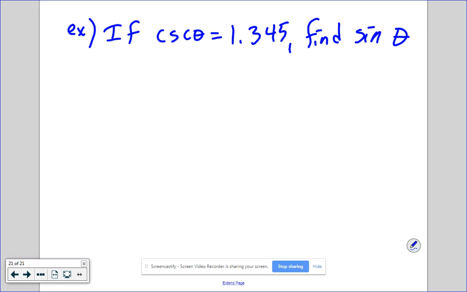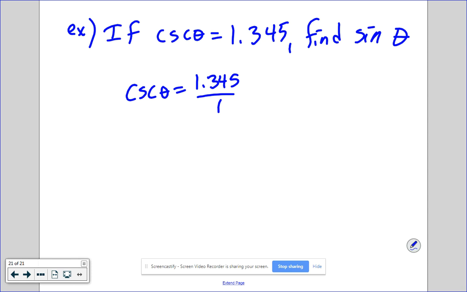If cosecant equals 1.345, find sine of theta. So how are we getting that? Flip it. Make it into a fraction, any decimal. Make it a fraction. So cosecant is 1.345 over 1.